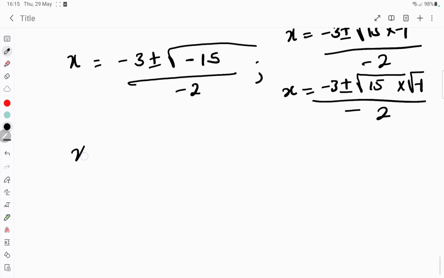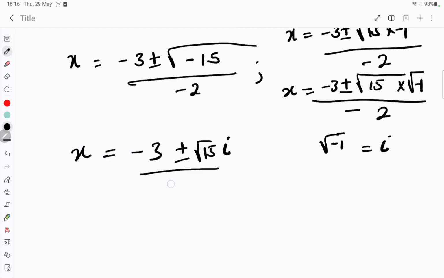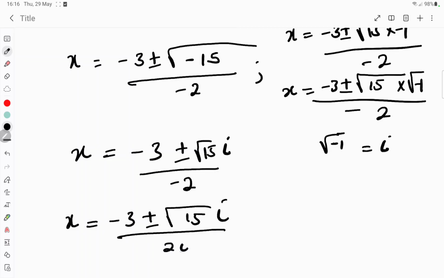Good. So x will be equal to minus 3 plus or minus. You can see that we have root 15. In complex numbers, the square root of negative 1 is the same as i. So we plug in i for the square root of minus 1. We have this divided by minus 2. So basically, x is equal to minus 3 plus or minus the square root of 15 i, divided by minus 2.